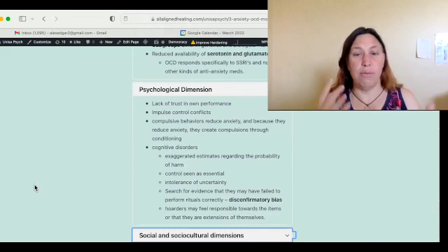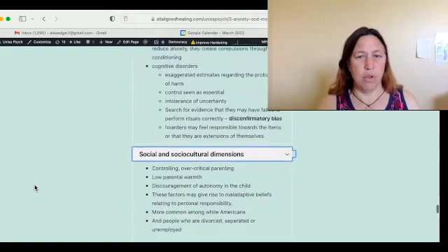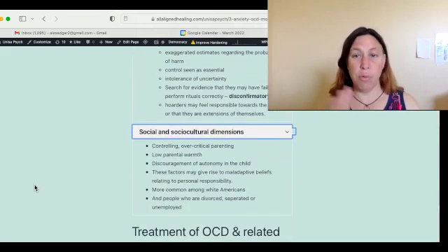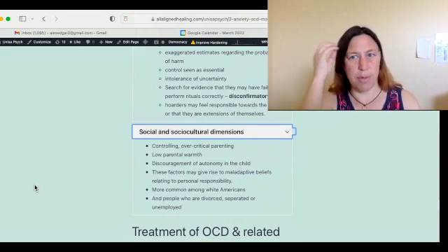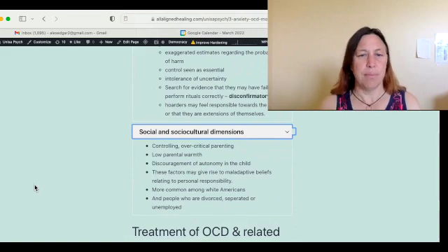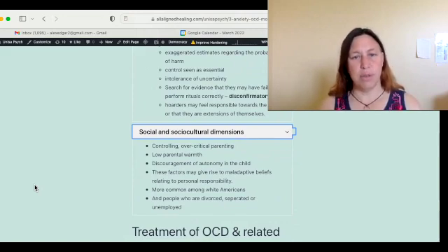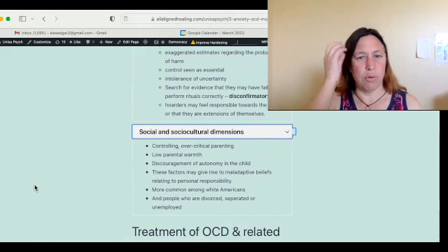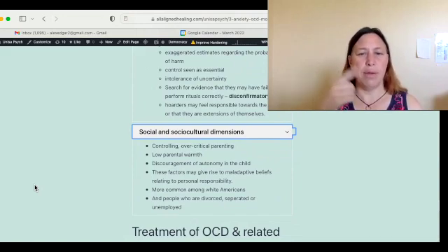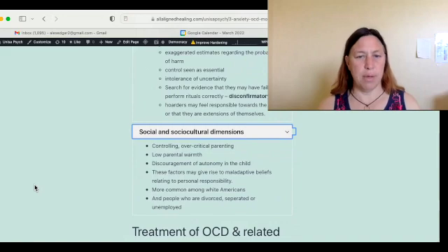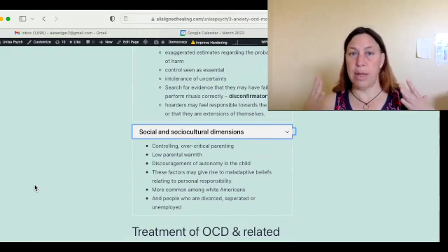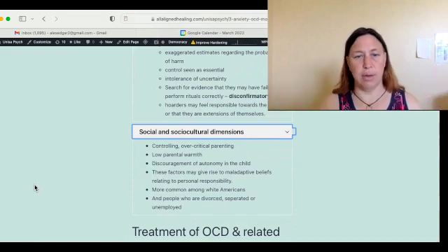And if you're a hoarder, you might feel responsible towards your various possessions. Okay. Sociocultural dimensions. Okay. Low parental warmth, high control, high criticism. So the orbitofrontal cortex is going, I must have control, I'm responsible. Discouragement of autonomy in the child. I'm not in control. This gives rise to maladaptive beliefs regarding personal responsibility. Most common amongst the white people in America, and also people who are divorced, separated, and unemployed. So social isolation, social disconnect.